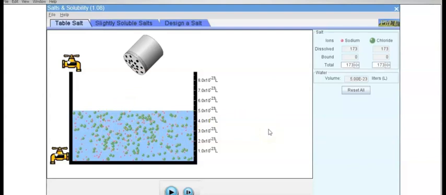All right, looks like there are 173 chloride ions. Let's count the sodium ions now.